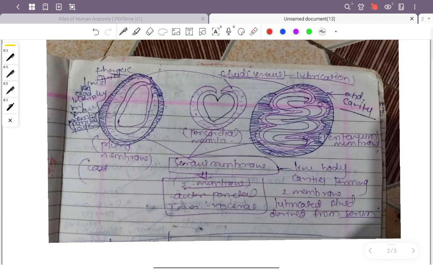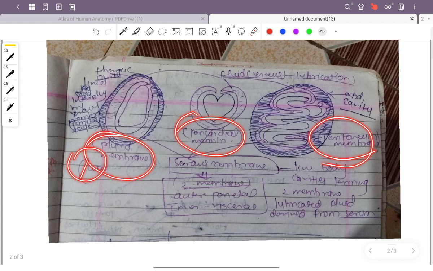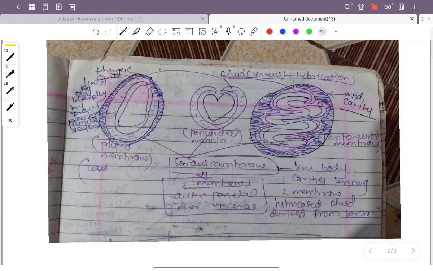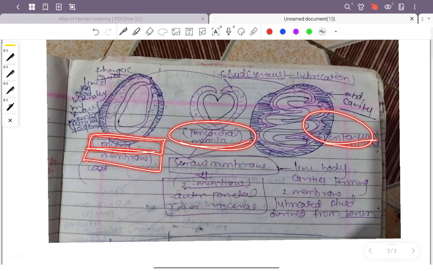Next, what are the three serous membranes? First, the pleura membrane, second, the pericardial membrane, and third, the peritoneum membrane. But where can we find them? Every medical student knows that pleura is related to the lungs, pericardial is related to the heart, and the peritoneum is related to the abdomen.